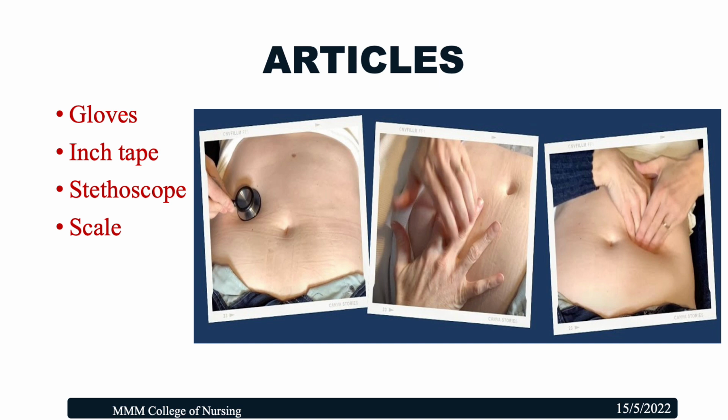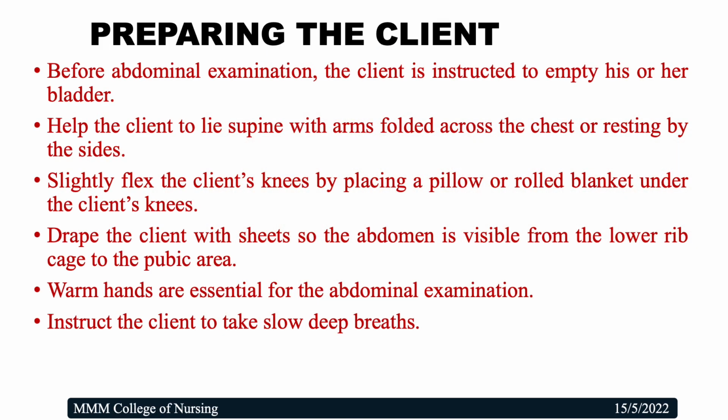The articles required are gloves, inch tape, stethoscope, and scale. The following are the points that need to be kept in mind while preparing the client. Before abdominal examination, the client is instructed to empty his or her bladder. Help the client to lie supine with arms folded across the chest or resting by the sides. Slightly flex the client's knees by placing a pillow or rolled blanket under the client's knees. This helps to relax the abdominal muscles.